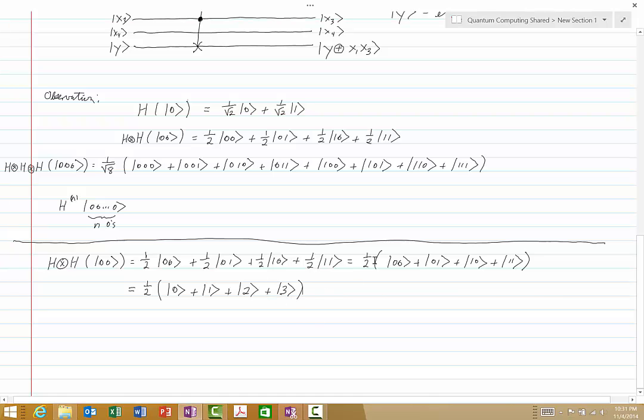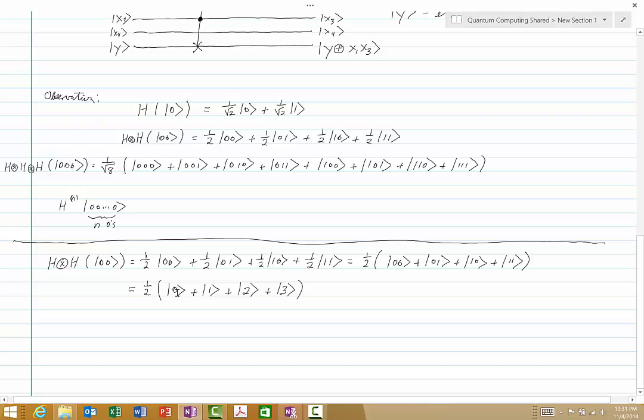And the idea here is that 0, 0 is the 2-bit representation of the decimal number 0. 0, 1 is the representation of 1. 1, 0 is 2. And 1, 1 is 3. Obviously, you have to be careful in using this notation.